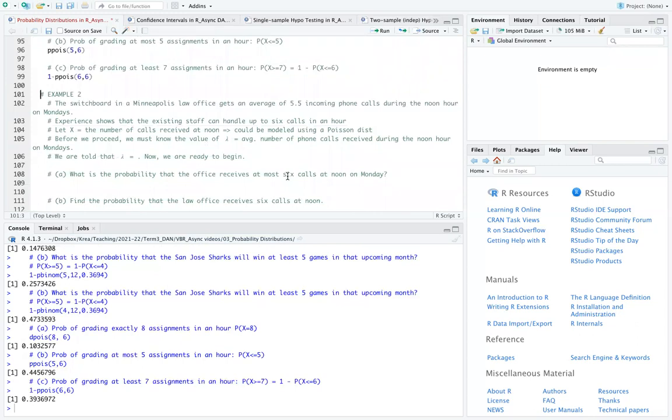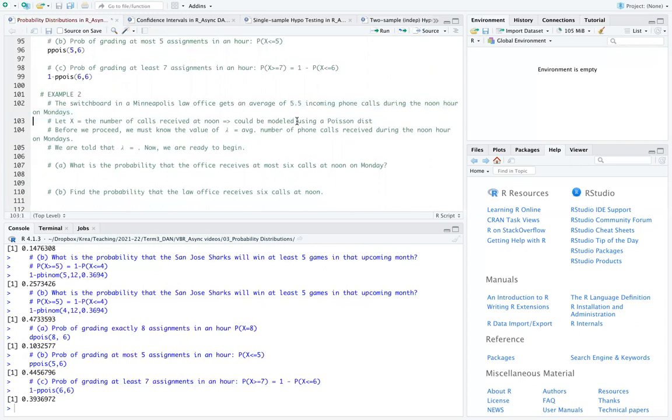The second example speaks of a switchboard in a Minneapolis law office. This particular switchboard gets an average of 5.5 phone calls during the noon hour on Mondays. It's pretty specific. We're talking about the number of calls at a specific time during the day. Therefore, Poisson distribution. The second sentence is irrelevant, so let me just remove that. Now we can model this using a Poisson distribution.